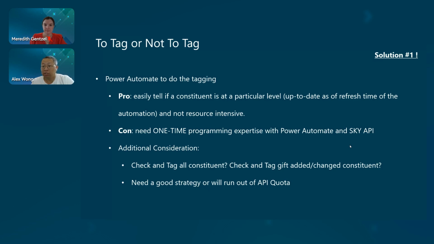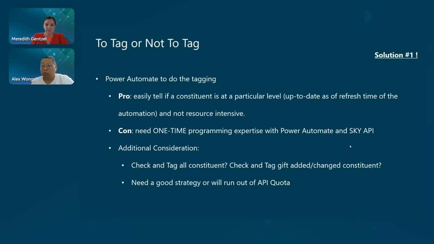The con of this is that it does require a one-time investment of having someone with programmatic skills, or low code, high code, depending on how much you want to do here, to actually create this automation using automation tools such as Power Automate and Sky API. An additional consideration of this solution is: are we going to check and tag all constituents, or are we going to check and tag only constituents that have changed within the last 1-2 days, depending on your refresh timer?